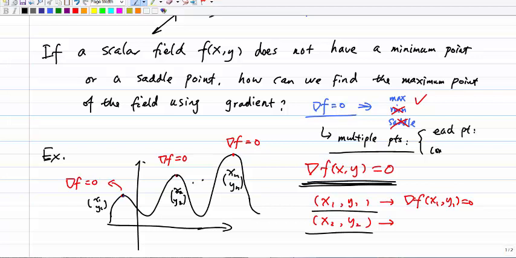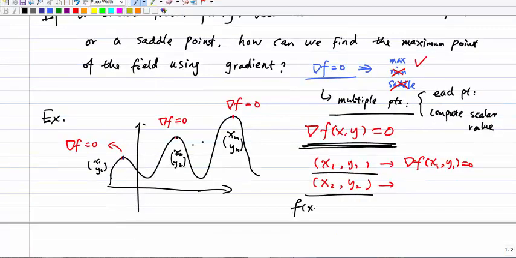So what I do is, for each point, I compute the scalar value associated with it. For example, I compute f(x1, y1), f(x2, y2), and so on. The largest value among those will be the maximum of this field.